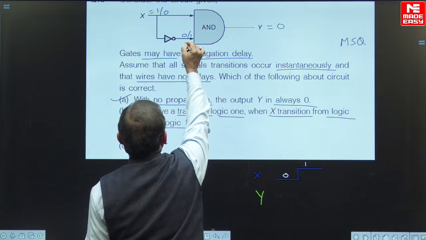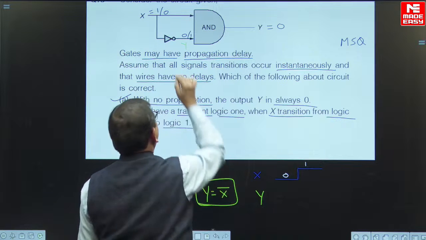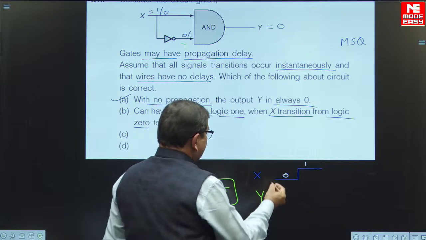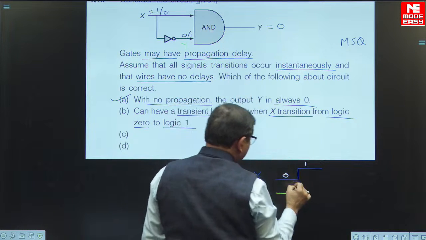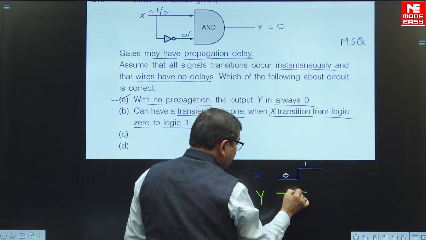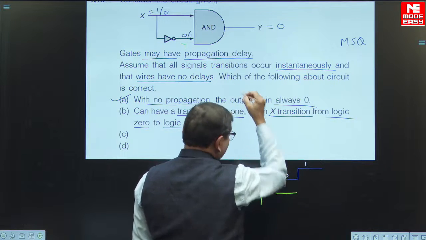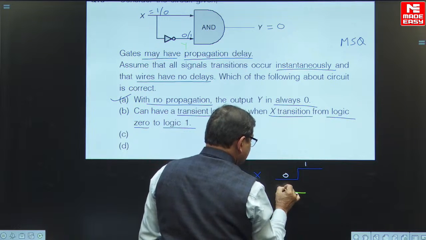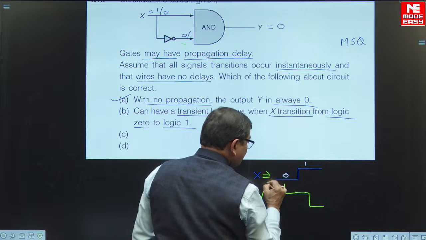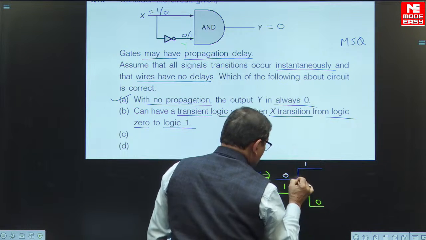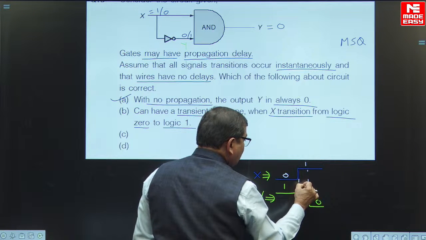Y is X complement, basically the output of the NOT gate, the inverter. Whenever X is 0, Y will be 1, and the gate may have a delay. Whenever X changes from 0 to 1, Y does not change immediately. To change from 1 to 0, this NOT gate may take some time. During this time interval, we see both the inputs have the value of 1.